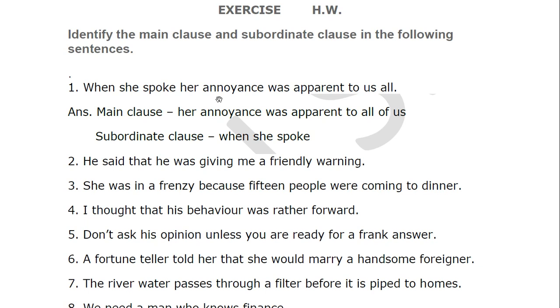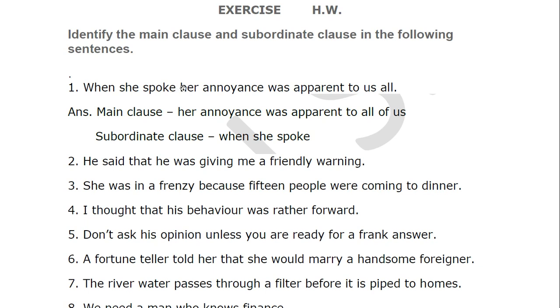So, where is your subordinator? Over here. When. So that means whatever is after this is your subordinate clause. Generally, your subordinate clause starts with the subordinator. So "when he spoke" is your subordinate clause. The rest of it will be the main clause.